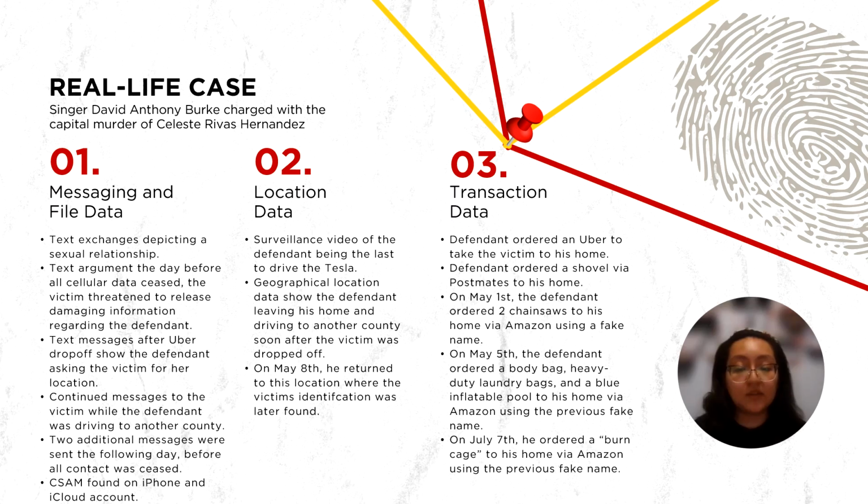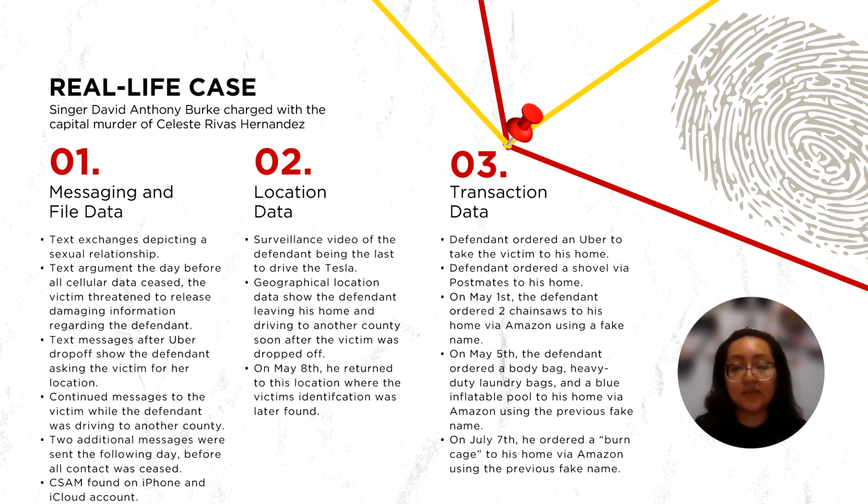The case we'll be looking at today is Singer David Anthony Burke being charged with the capital murder of Celeste Rivas Hernandez. To give a brief overview of the case, the defendant, Mr. Burke, is being accused of bringing Celeste to his home via Uber, murdering her, and then purchasing tools to dismember her body. And also later on, he disposed of her personal identification in another location.